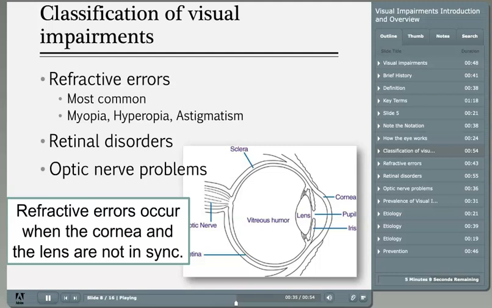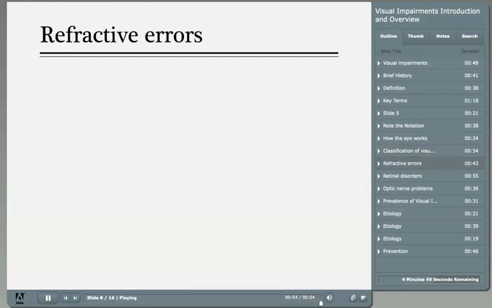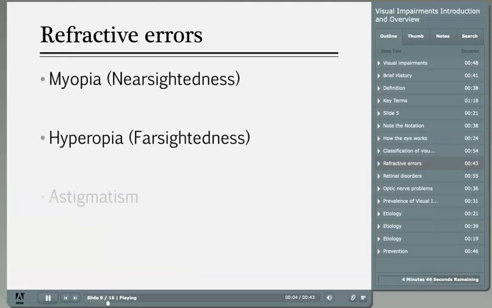The retina can be thought of as a mirror in one sense because it provides the picture that sends the image to the brain. In order to get a clear picture on that retina, the cornea and lens need to be in sync. When the cornea bends, the lens needs to bend based on the amount of light that is coming in. Refractive errors include myopia, hyperopia, and astigmatism.